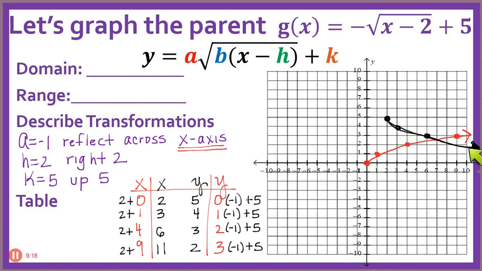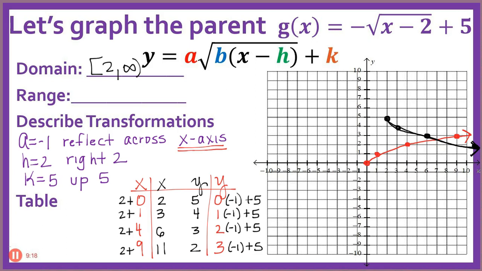So what would our domain be? Well, when I'm looking at my graph, I'm noticing that on the x-axis it's beginning at 2, but then all the other numbers are greater than 2. You can also look at your table and see that your x values begin at 2 and they get larger. So that means that my domain is 2 to infinity.